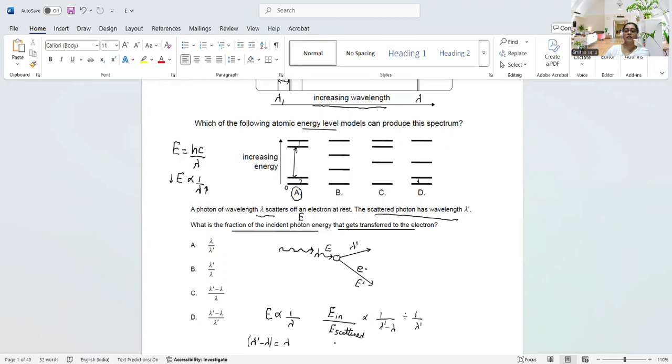So what is the answer? E incident, the fraction of incident photon energy that gets transferred to the electron. What is the fraction of incident photon energy that gets transferred to the electron? So if the total energy is lambda dash, the one that gets transferred is lambda dash minus lambda over lambda dash. So that gives you the option B.